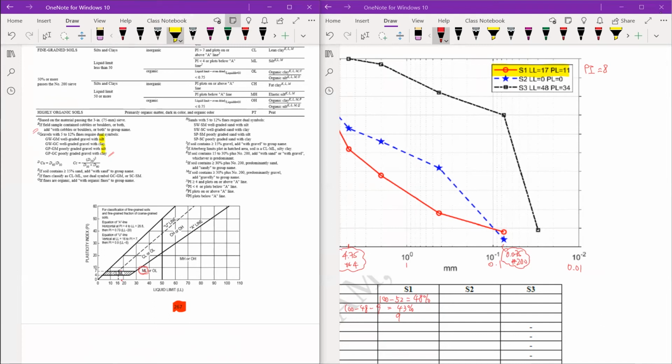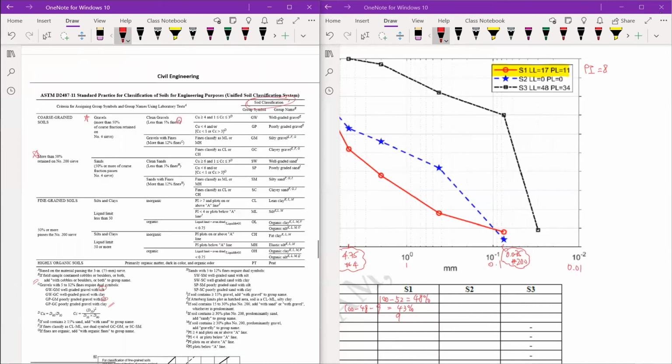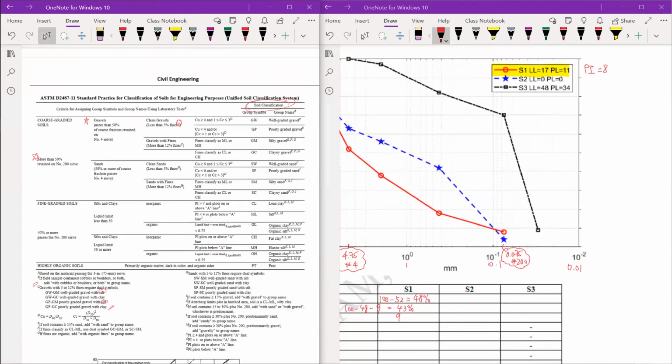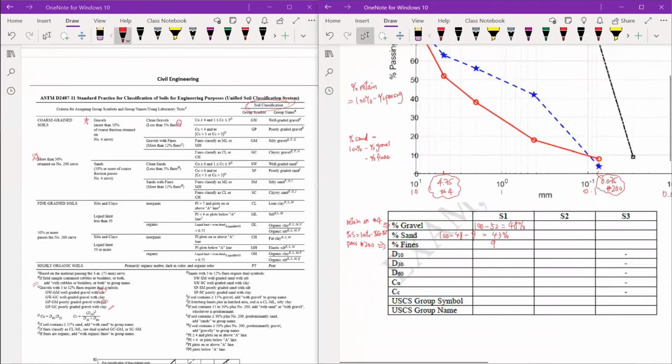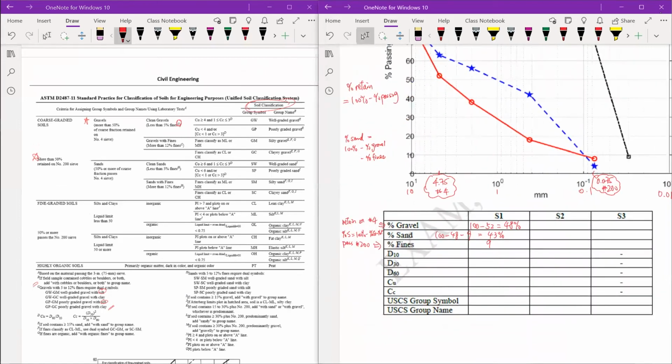For this scenario, we go for either well-graded or poorly graded. To determine which, we need C sub U and C sub C, the coefficient of uniformity and the coefficient of curvature. These are further determined by the D10, D30, and D60 parameters that we are going to put in here.